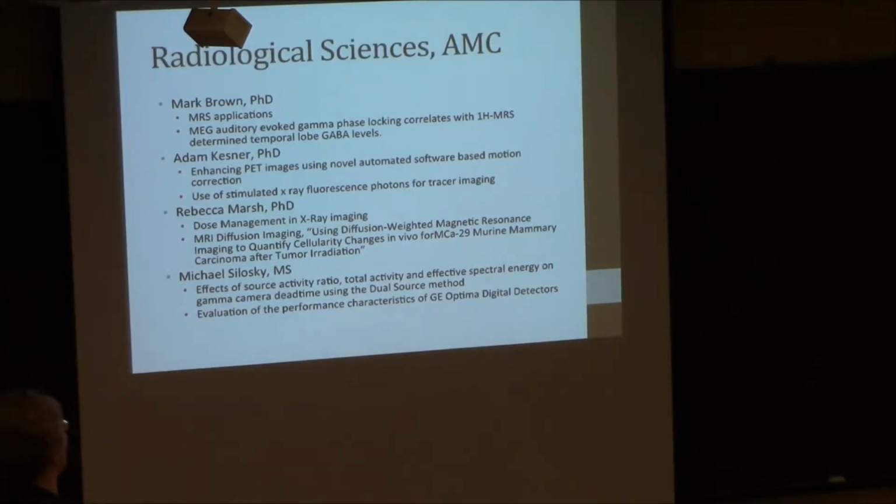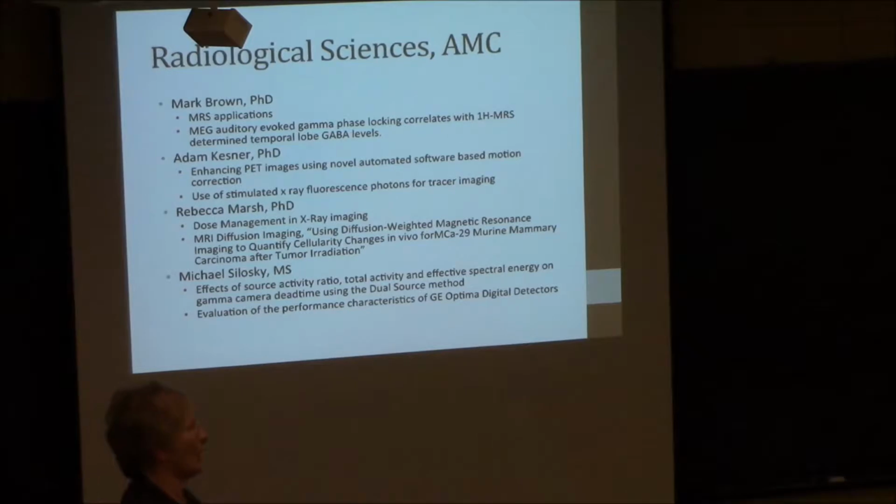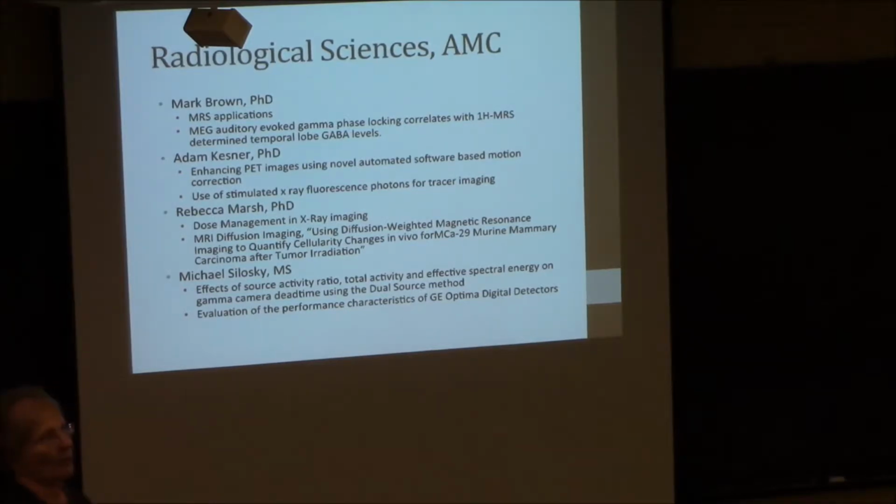We have just hired a new physicist in nuclear medicine and PET, PET is his specialty. He's interested in enhancing PET images, getting rid of some of the artifacts in images, working on reconstruction algorithms. And he's just recently developed this interest in stimulated X-ray fluorescence, if anyone wants to talk to him about applications in medicine. Rebecca Marsh is a diagnostic physicist with a strong interest in dose management, as well as some MRI diffusion imaging, which was her PhD project.